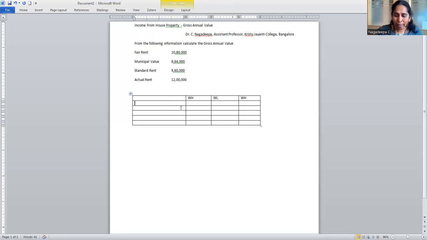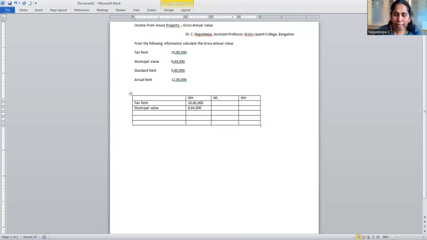So first we are going to type fair rent. You can type municipal first, then fair, no problem. Both you can write in any sequence. So municipal value. Fair rent is 10 lakhs 80,000 and municipal valuation is 8 lakhs 64,000. So now we are going to consider whichever is higher. If you see here, 10 lakhs 80,000 is the higher one. So this we are going to consider as expected rent.